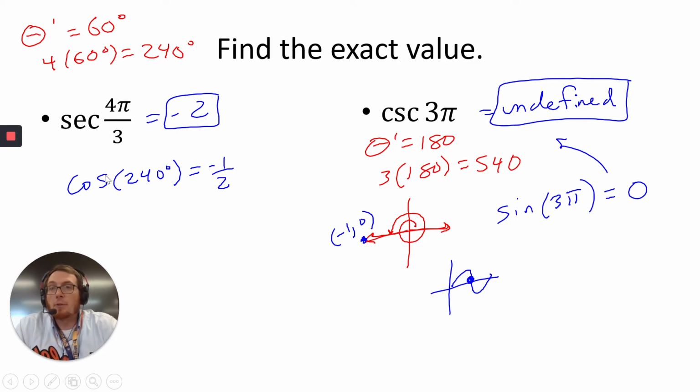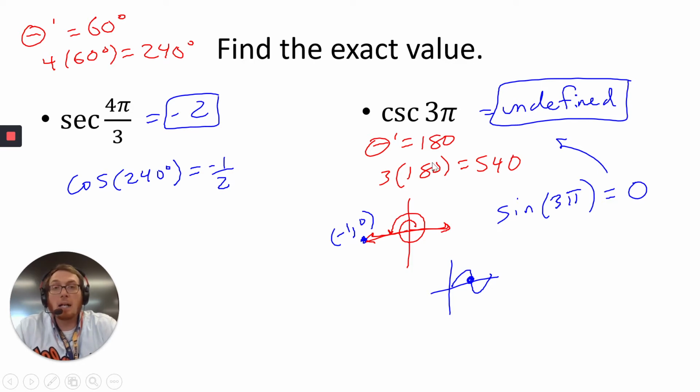Secant of 4 pi over 3, what you want to find is cosine of that. So the reference angle is 60. Cosine of 60 would be adjacent over hypotenuse, which is 1 over 2. I flip it, so it should be 2 over 1. The answer is actually in quadrant 3 because 240 is 60 times 4, which is the 4 pi over 3. And that answer would be negative because cosine's negative there.